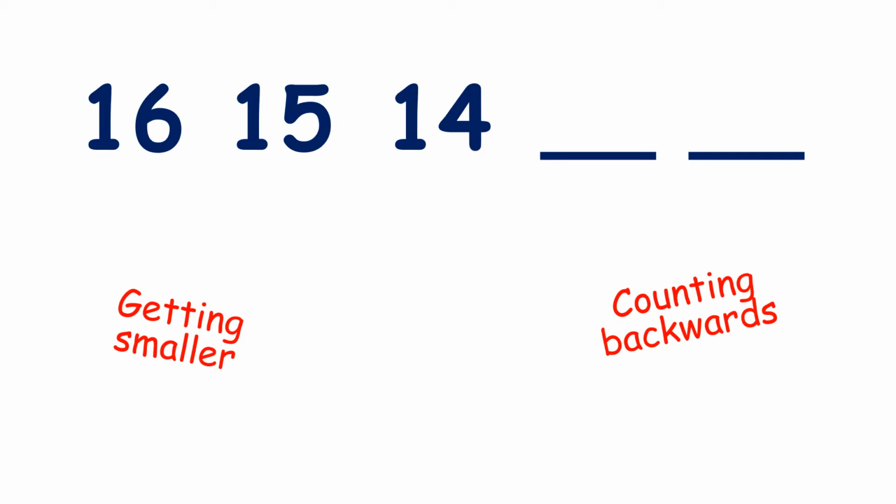So normally when we count forwards we say 14, 15, 16, but if we're counting backwards, saying 16, 15, 14, we're still counting but we're going the other way, we're going backwards. Or you could say that we're subtracting 1 each time. So remember that if we're counting forwards we say that we're adding 1 each time, but if we're counting backwards we say we're subtracting 1 each time, or taking 1 away each time.